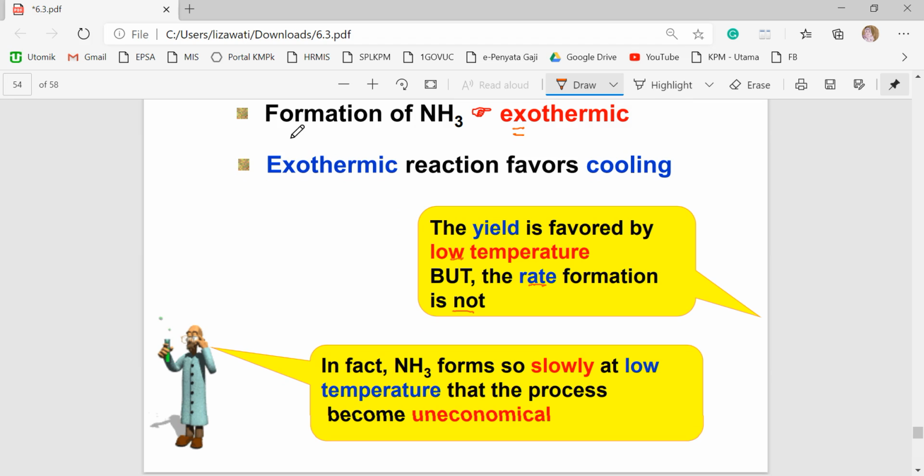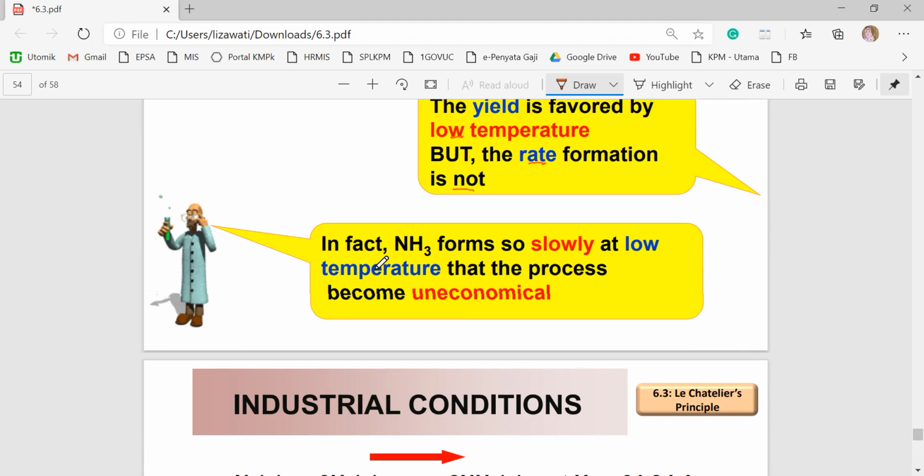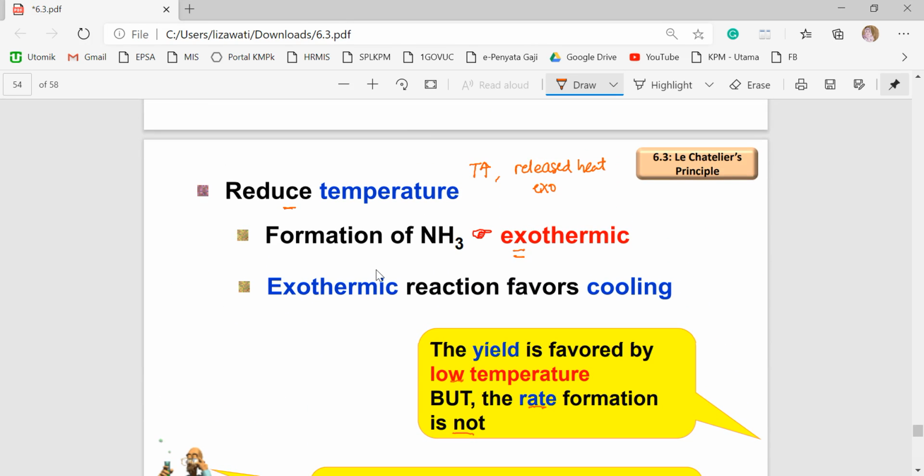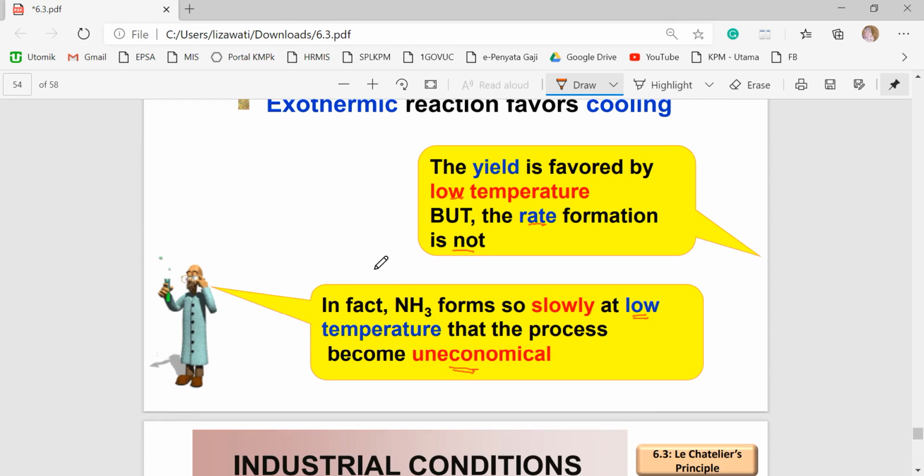Lowering the temperature does not help the rate of formation. In fact, NH3 forms very slowly at low temperature. Because of that, the process becomes uneconomical. So for this factor, reducing the temperature will form more NH3, however the rate of formation becomes low.